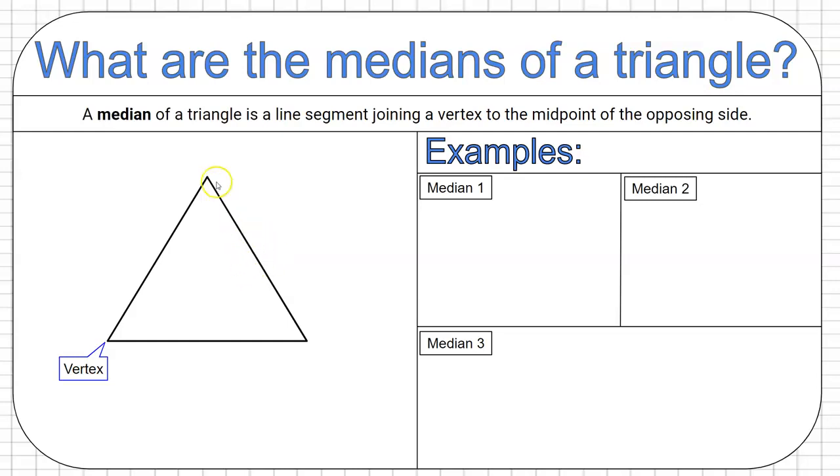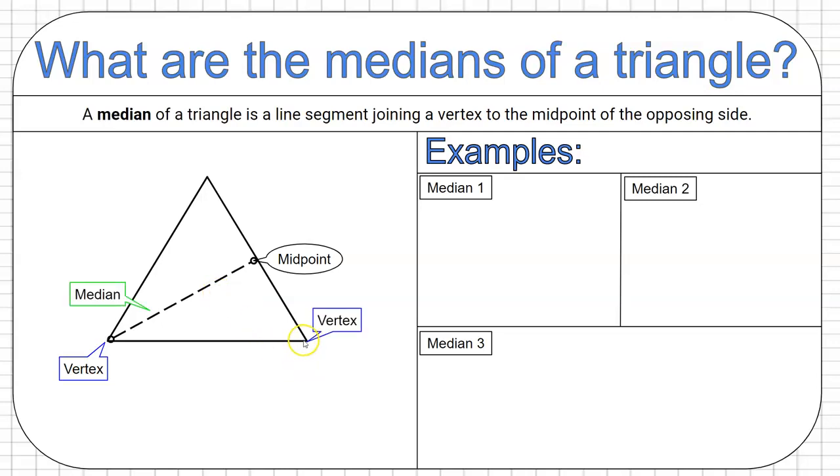The midpoint is the center of a line segment, or in this case, a side of a triangle, which means that it will be equal in distance from this vertex and this vertex. So as you can see, our midpoint is right here. We can connect this with a line segment, which will be called a median.